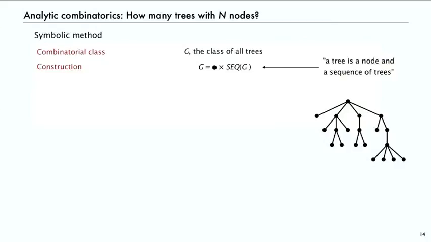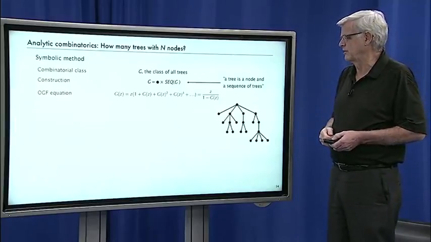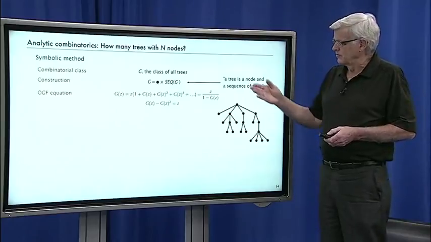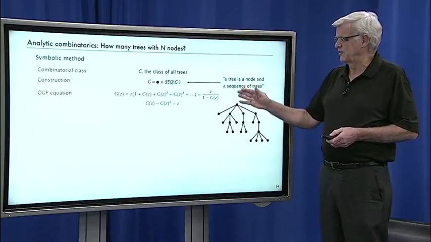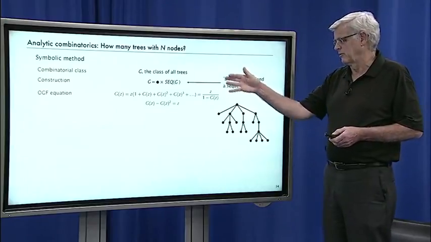And just using the transfer theorem from the construction to the generating function that we just described, that immediately says that the generating function has to satisfy the equation z for the node over 1 minus g of z for the sequence of trees. G of z equals z times 1 over 1 minus g of z. In solving that, g of z minus g of z squared equals z. So that's an equation that the generating function must satisfy that we get immediately from the combinatorial construction, direct transfer.